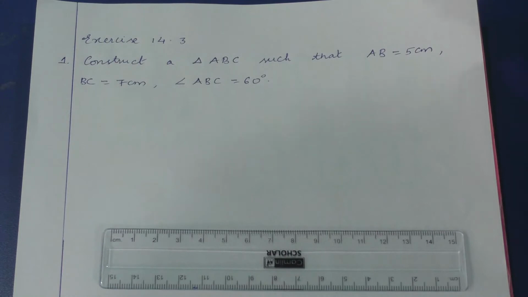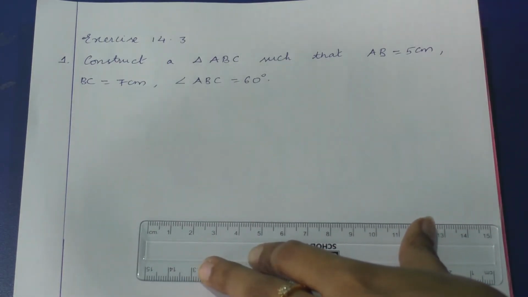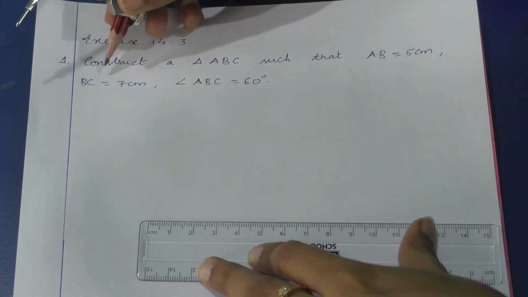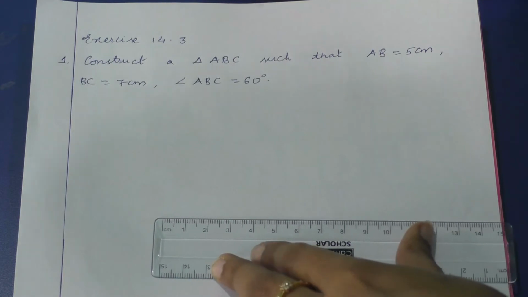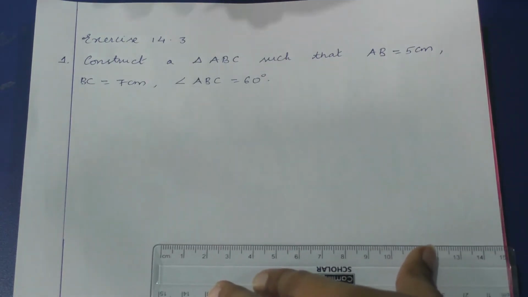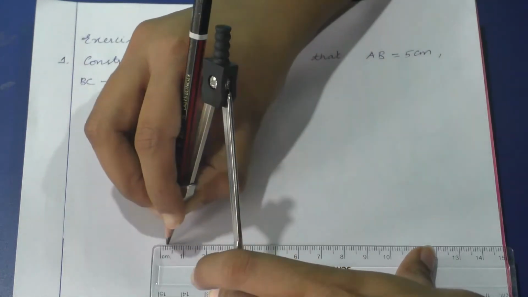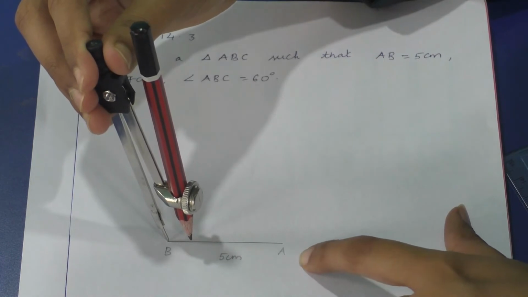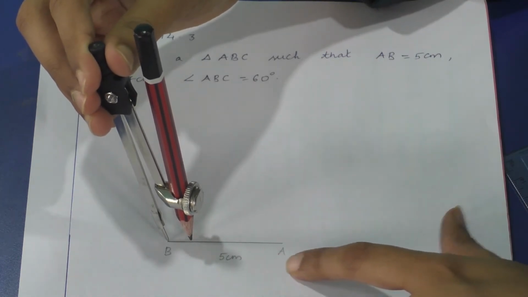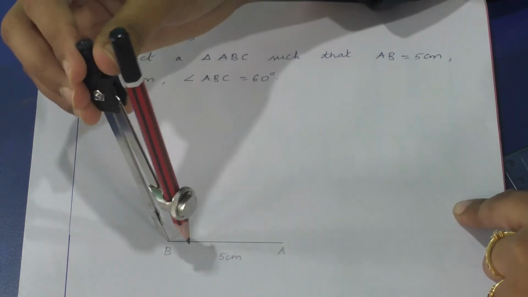So let's draw AB first as 5 cm. So AB is equal to BA. I have written here BA equal to 5 cm. Okay. And now angle ABC is given as 60 degree.